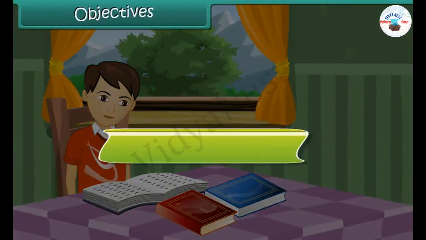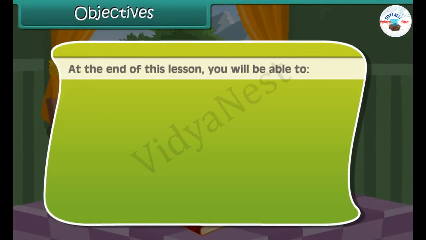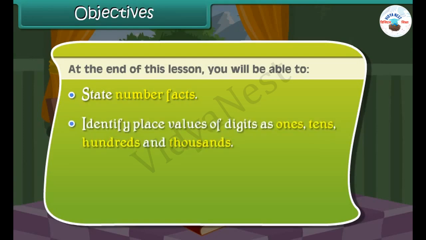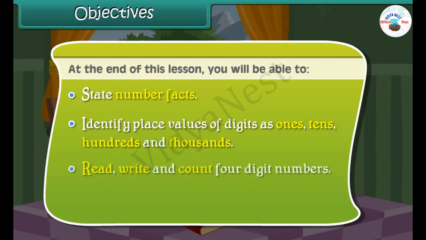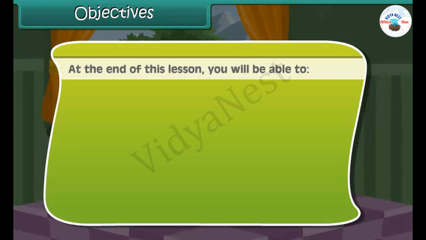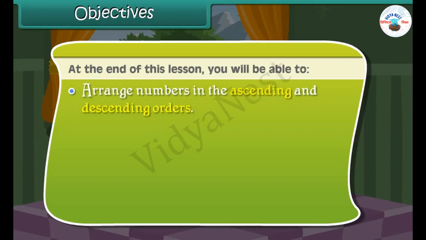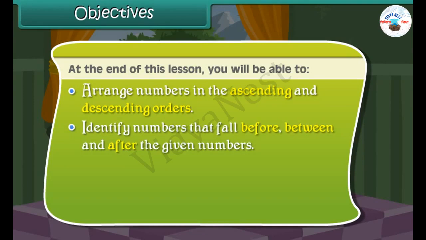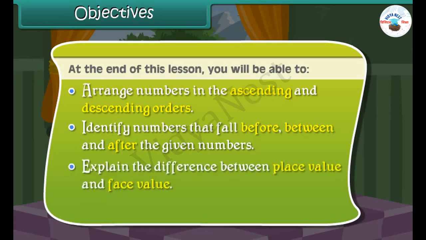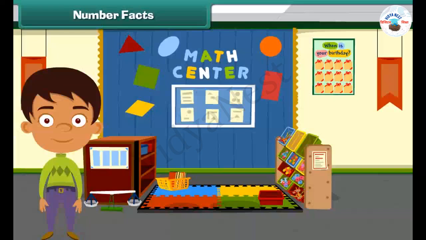Objectives. At the end of this lesson, you'll be able to state number facts, identify place values of digits as ones, tens, hundreds and thousands, read, write and count 4-digit numbers, compare 4-digit numbers, arrange numbers in the ascending and descending orders, identify numbers that fall before, between and after the given numbers, explain the difference between place value and face value, and identify even and odd numbers.